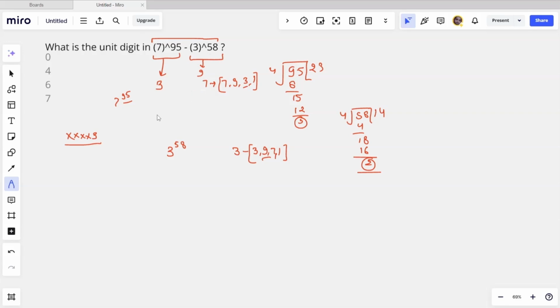The sign is minus, so we can't subtract 9 from 3. So we will take 1 carry from here. We can't subtract 9 from 3, so we will take 1 carry from here. So it will become 13 minus 9, which equals 4. So 4 will be our answer, which is the second option.